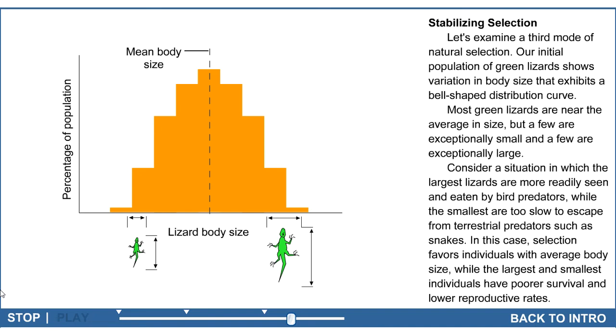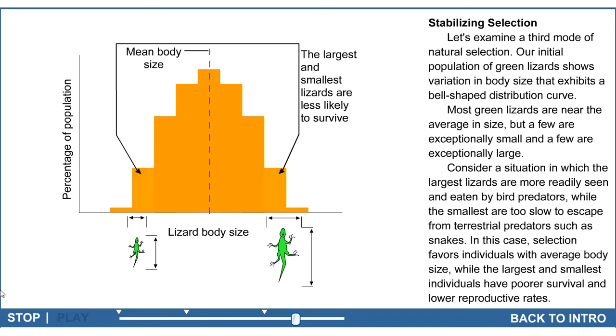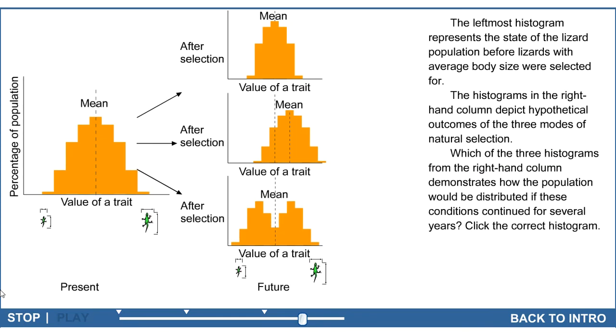In this case, selection favors individuals with average body size, while the largest and smallest individuals have poorer survival and lower reproductive rates. The leftmost histogram represents the state of the lizard population before lizards with average body size were selected for. The histograms in the right-hand column depict hypothetical outcomes of the three modes of natural selection.